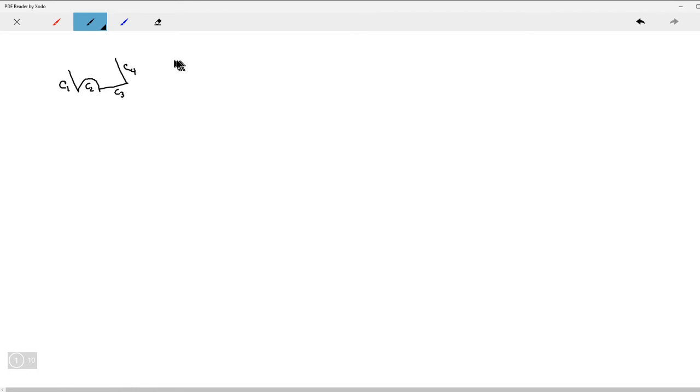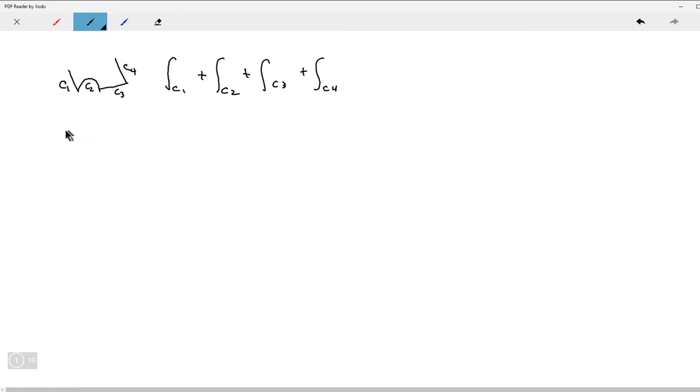And then I can break my integral up: C1, C2, C3, C4, like that. And just look at each individual path.